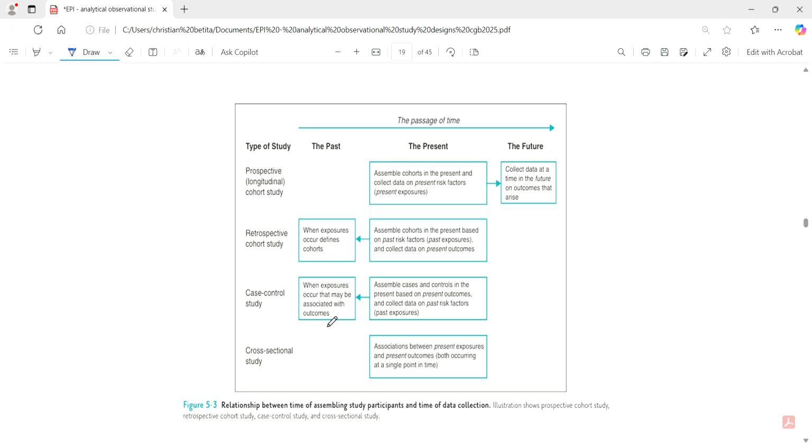In a case control study, you assemble cases and controls in the present based on present outcomes and collect data on past risk factors, past exposures. When exposures occur that may be associated with outcomes, you look for these in the past. In a cross-sectional study, your associations between present exposures and present outcomes are obtained in a single point in time.